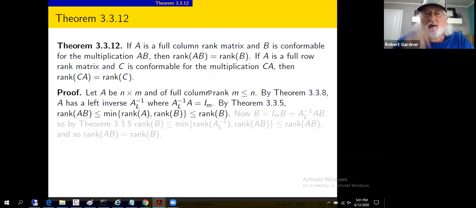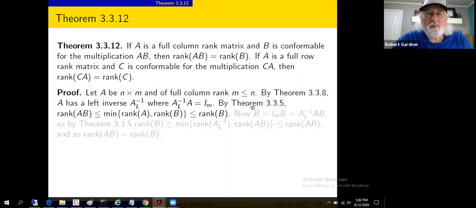Theorem 3.3.8 guaranteed us that a full column rank matrix has a left inverse, analogous result for right inverses and full row rank, but more of that later. So A has a left inverse. Let's denote it A sub L inverse. And A sub L inverse times matrix A equals the identity matrix of the appropriate dimensions. Those dimensions in this case would be the second dimension of matrix A. So be the m by m identity matrix.